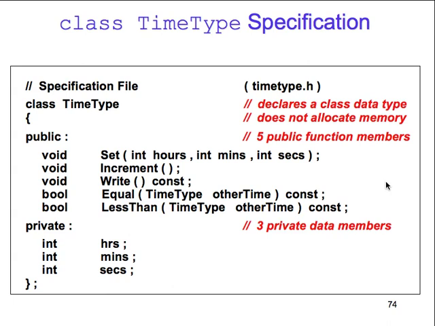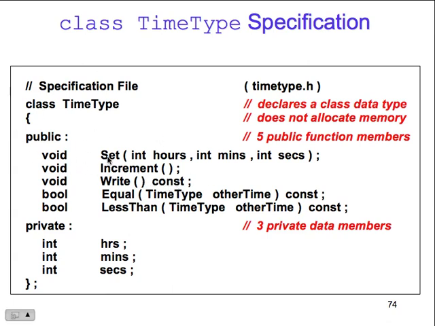All right, so what do we have now? We have the specification file. This file is called timetype.h. And in timetype.h, as I mentioned before, we have all of our function prototypes, which means we're going to have something called void write, and the keyword const says we can't change it, we can't overwrite it, and I'll get into that in a few minutes.